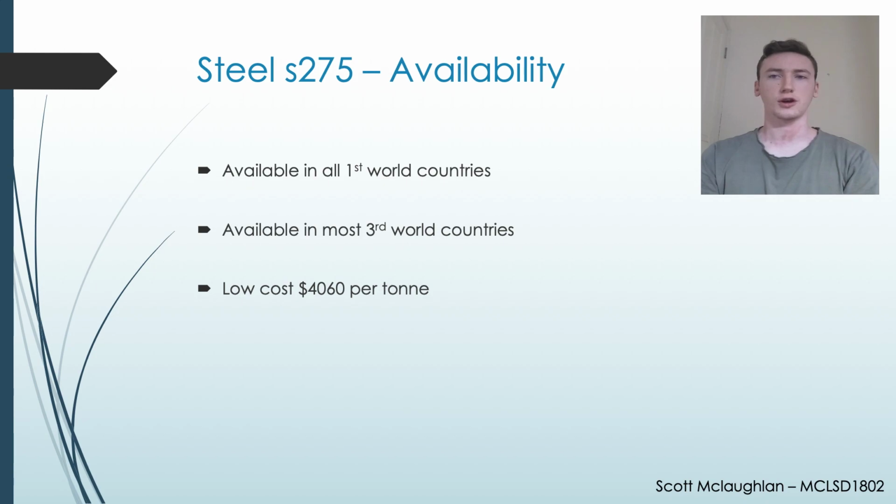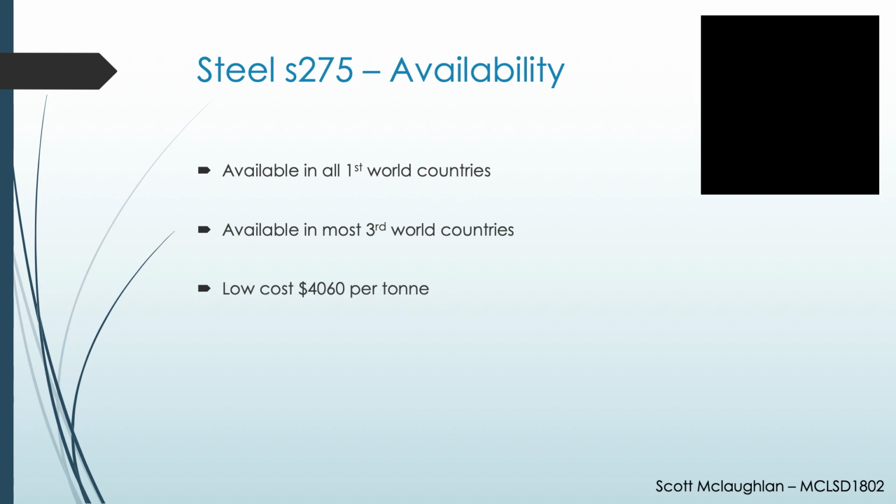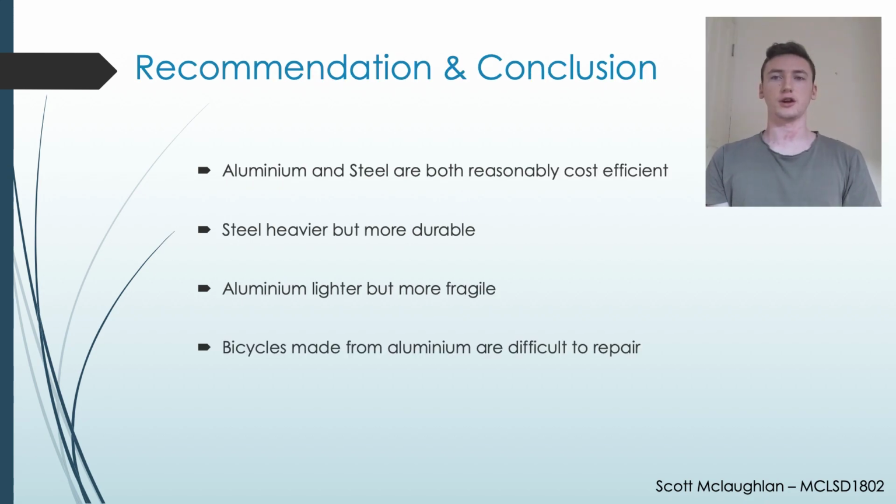Because of steel's low cost and ease to manufacture, steel has a high availability around the world. Steel's longevity and low manufacturing costs make it the best option out of the two materials discussed for third world countries. Steel frames sacrifice weight for durability. Aluminium is lighter, but in the event of a crash, aluminium will usually crack rather than bend, making repairs difficult and sometimes impossible.